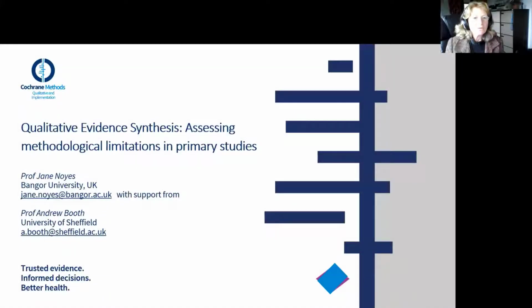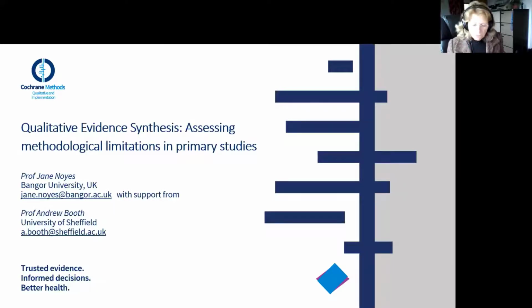I'm going to move on to assessing methodological limitations in primary studies. And already there's a key take-home message that these different stages are not necessarily distinct, and you can go backwards and forwards quite a bit between selecting and sampling, as well as assessing methodological limitations, because there may well be a case that you'd want to know about the quality of the study in order to select. So there aren't these discrete stages in a qualitative evidence synthesis. You can move backwards and forwards quite a bit.